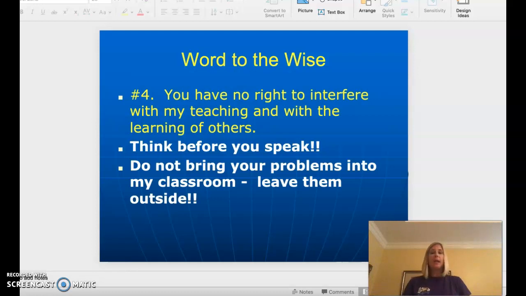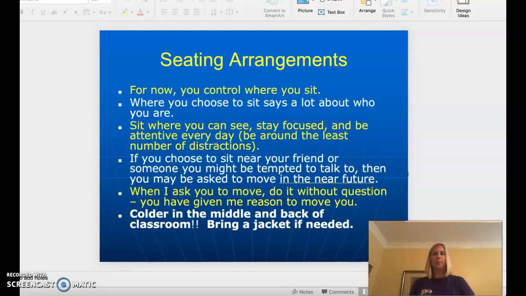Even though this is an AP class, I still have to say these things because there are some people who think they should be in an AP class and they come to find out this is not the class for them. So I want to make sure I've covered all those bases.